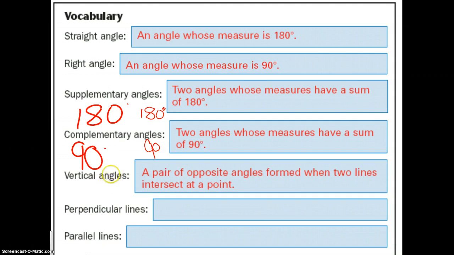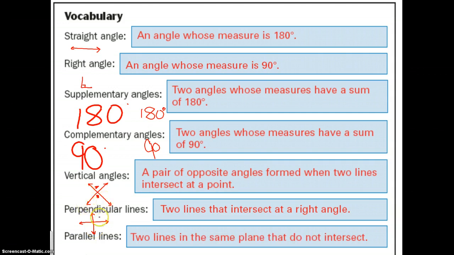Vertical angles are a pair of opposite angles formed when two lines intersect at a point. So here are your lines, and the angles would be across from each other. Perpendicular lines are two lines that intersect at a right angle. It kind of looks like a T. Parallel lines are two lines in the same plane that do not intersect. They will never meet.